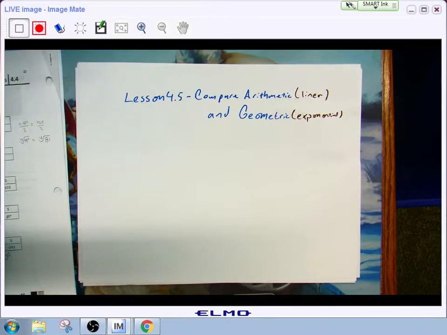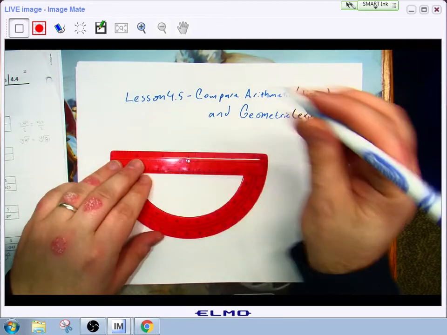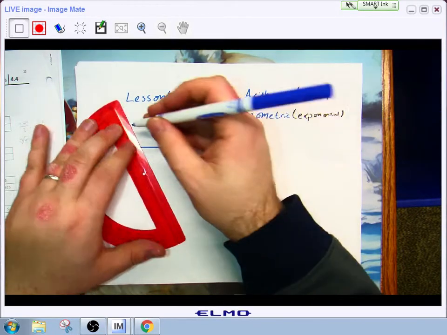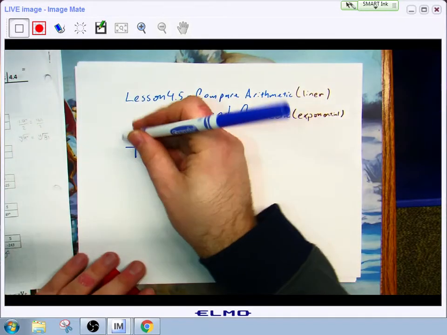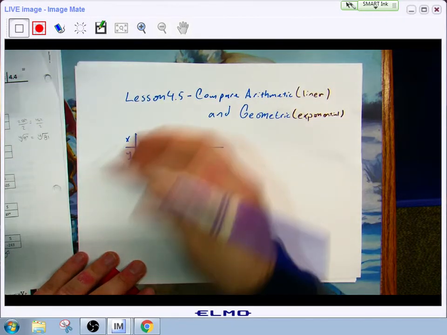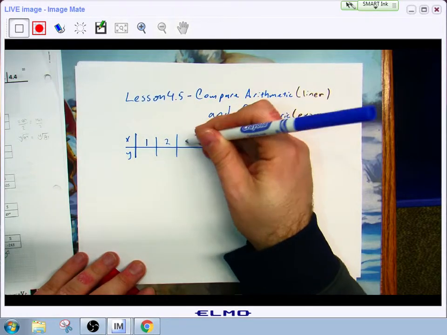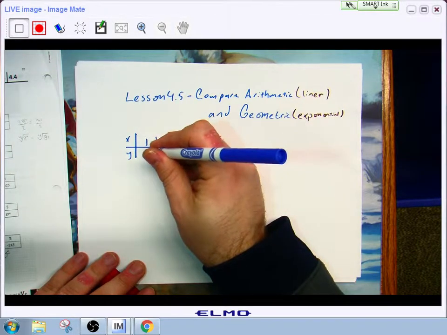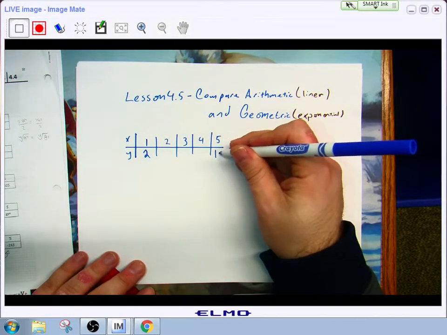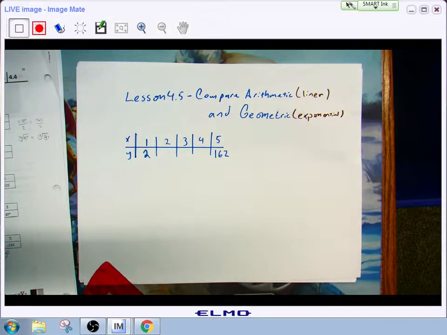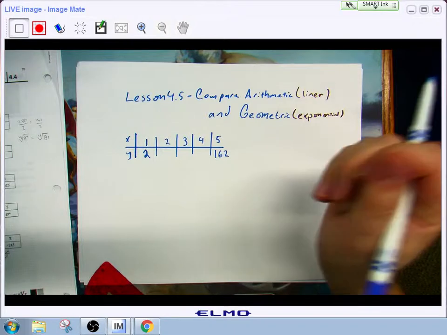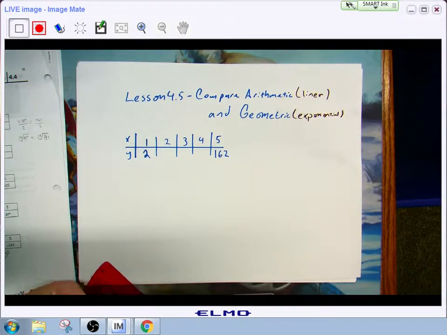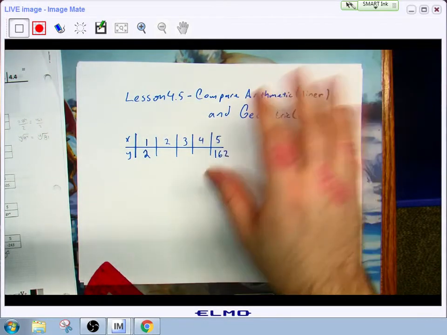When we look at the second problem on our quiz, it looks something like this. We're given our x, we're given our y. We've got 1, 2, 3, 4, 5. Our first term we're told is 2, and our last term is 162. And I asked you guys to find those missing values. The problem itself asks for you to do it geometrically.